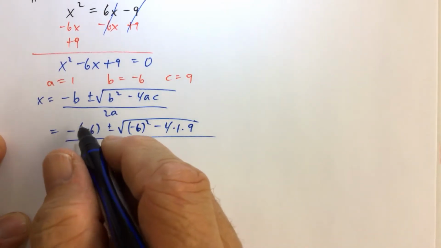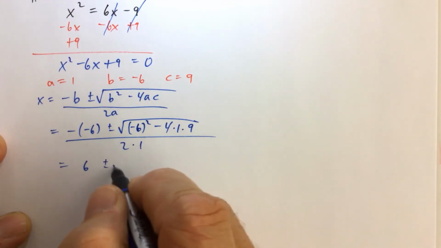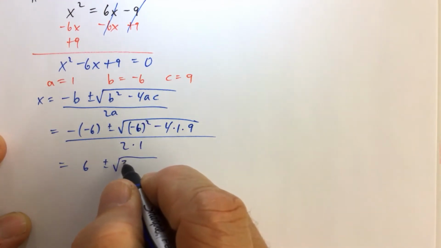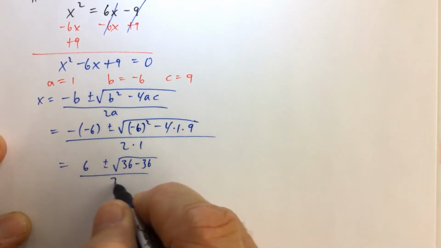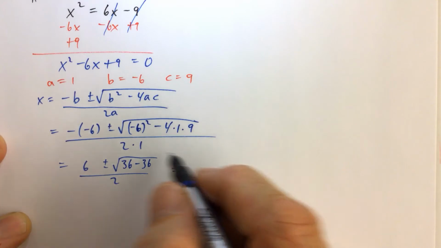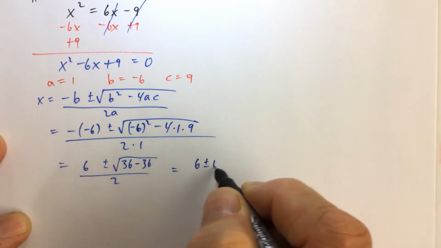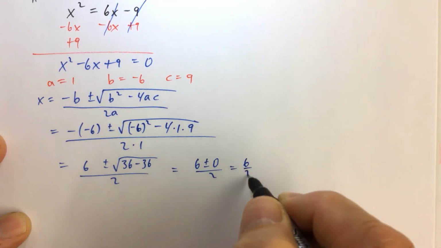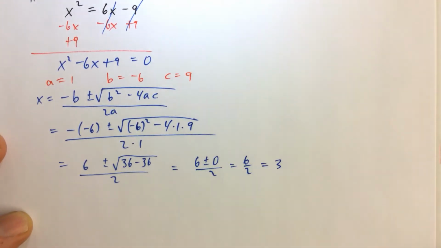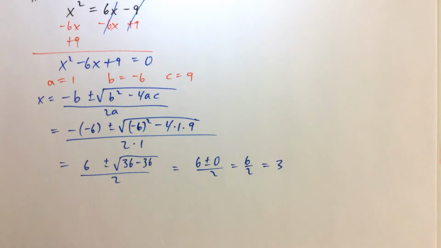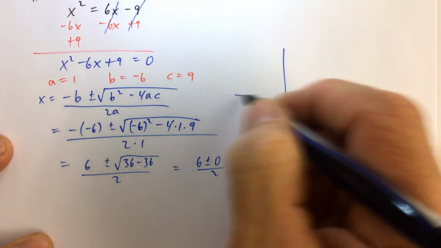The opposite of negative 6 is 6, and then plus or minus, and we have negative 6 squared is 36, minus 4 times 9 is 36. So we're only going to get one solution, because this is 6 plus or minus 0 over 2, which is 6 over 2, which is just 3. So we only have one solution, and you may remember me saying you always get two solutions when you solve a quadratic. But what happens is this is called a root, a solution. It's a double root.